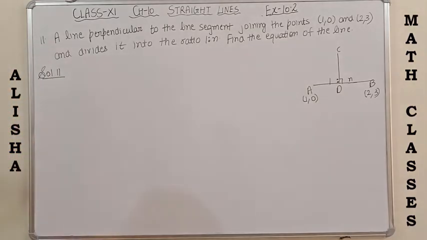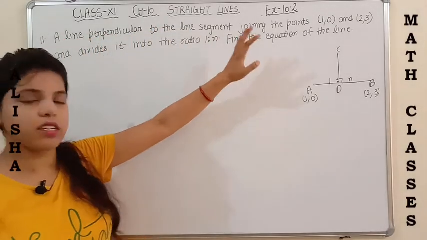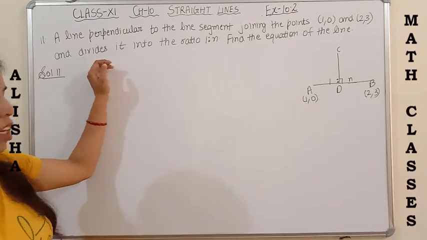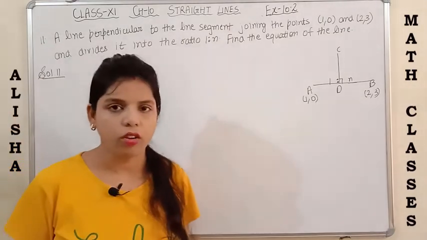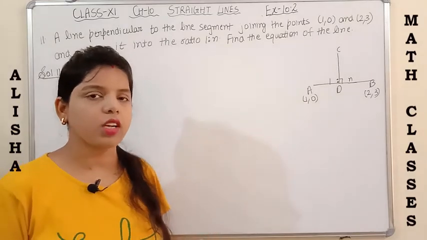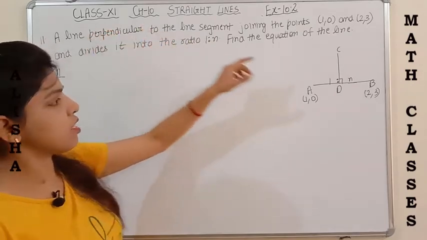So students, let's see question number 11. A line perpendicular to the line segment joining the points (1, 0) and (2, 3) divides it in the ratio 1:n. Find the equation of the line. Please try to understand the question with the help of this figure. We have to find a line. This is the line CD.